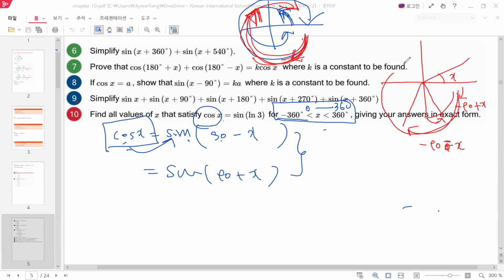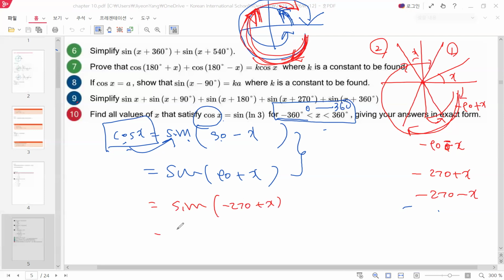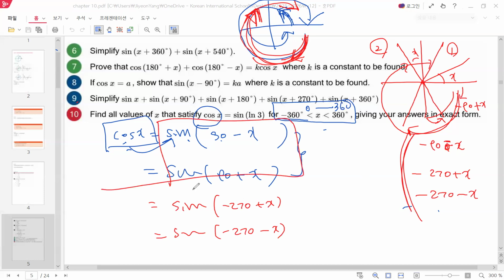And then this one, negative 270 plus x. This angle, negative 270 minus x. So the first quadrant and the second quadrant in this way, it's sine of negative 270 plus x, and then sine of negative 270 minus x. If you don't understand this direction, just try to understand these two only first, okay? Please try to understand these two only first.